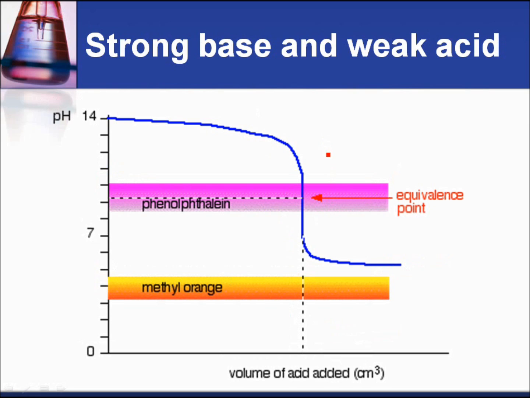Next is strong base and weak acid. Well, here we have methyl orange here, and you can see the equivalence point is up here, so that's pretty far from the equivalence point. So methyl orange would not be a good indicator to use. And you can see that phenolphthalein, its color change is right in the middle, and the equivalence point is right in the middle of the end point. Don't forget the end point is in the middle of the color change. So phenolphthalein is a good indicator to use for a strong base and a weak acid.